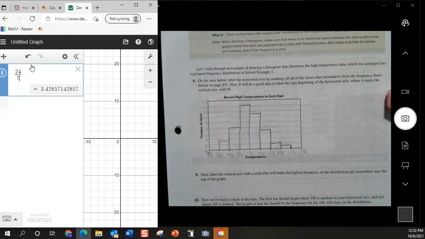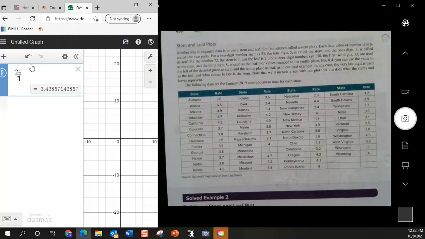All right. Oh, actually, I actually did 9, 10, and 11. I drew all of the bars and everything. So that basically is 9, 10, and 11. So, okay, so now we move on to page 436.